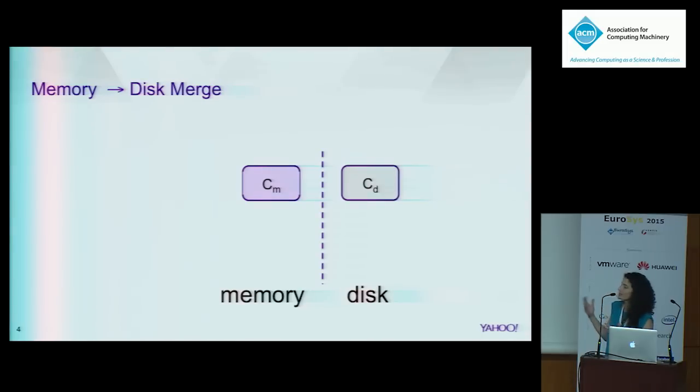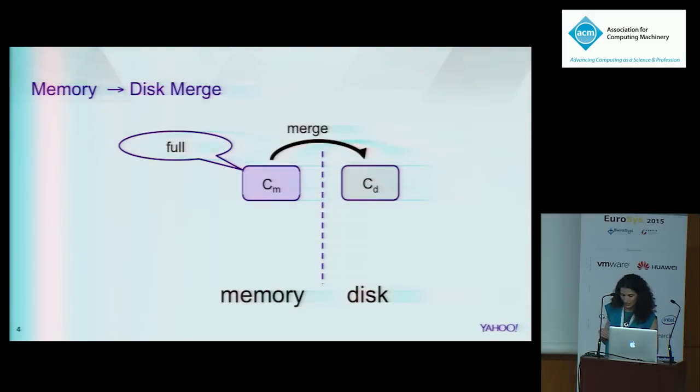So this is a simpler view of a log-structured merge store. The writes insert items into the memory component, and when it is filled, it is merged into the disk component. Upon merge, the memory component becomes immutable, and a new CM component becomes available to serve new updates.